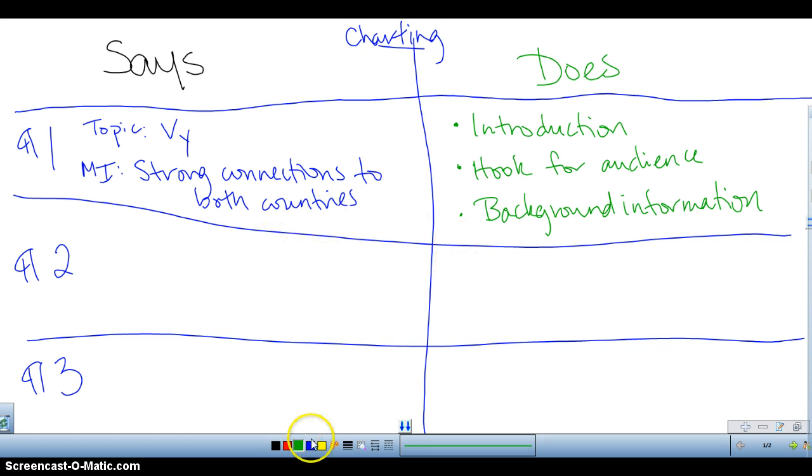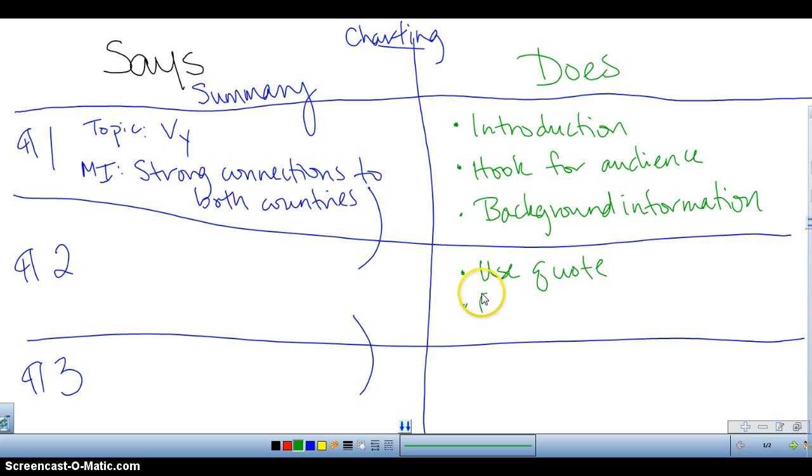So I can build each of the main ideas. If I add this main idea to this main idea to this main idea, I can actually build a summary. And when I look at what the author is doing, their introduction, their hooks, their background information, maybe they use a quote, maybe they cite research, I can really analyze craft.